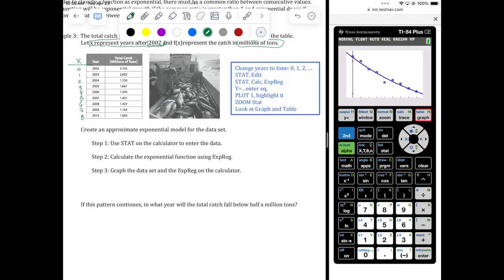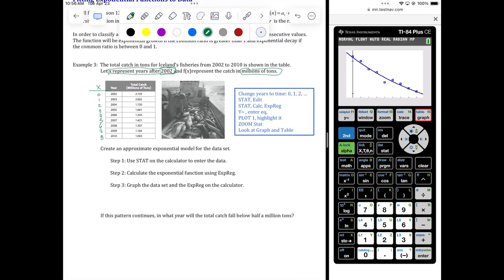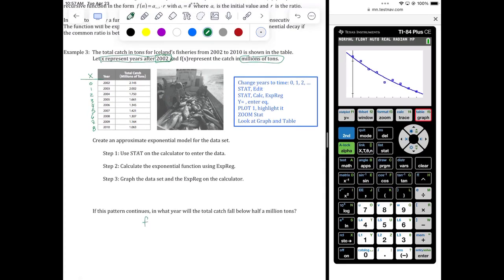Now we answer the question here. If this pattern continues, let's call this f of x. So we got f of x. If this pattern continues, in what year will the total catch fall between 500,000 tons? 500,000 tons. All right, so what I want to know is, first of all, what am I trying to find? I'm trying to find the year, which is the x value. So I need to find x.